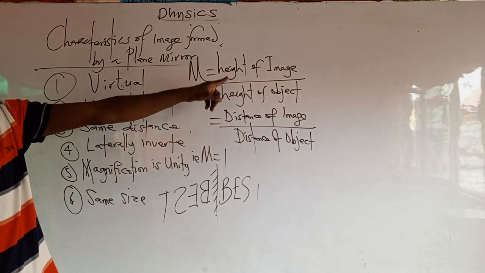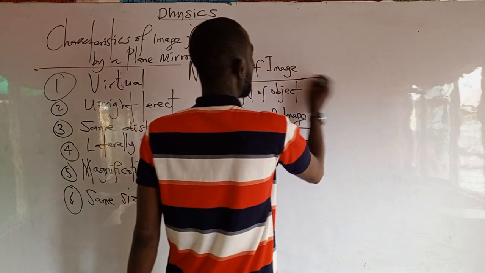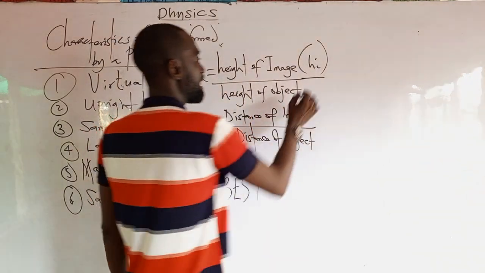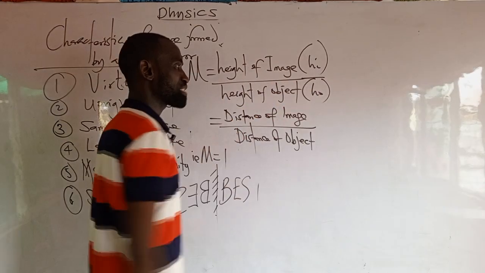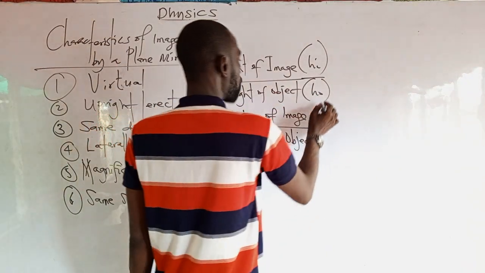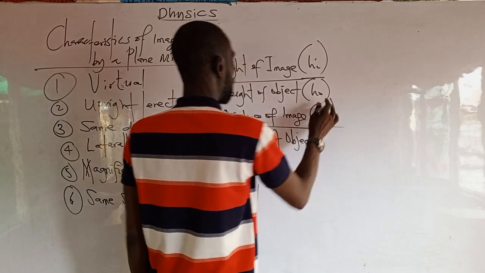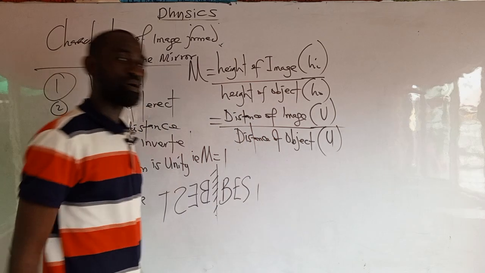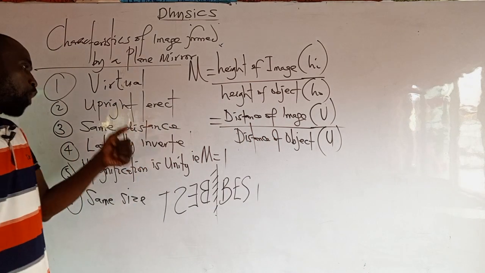So size is what now? Height. So I use HI to represent height of image. I use HO to represent height of object. I use V to represent distance of image. I use U to represent distance of object.